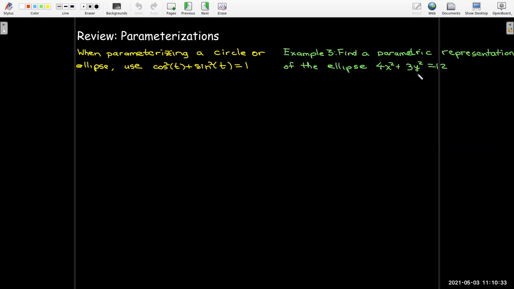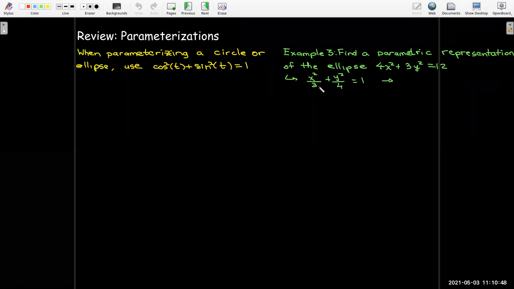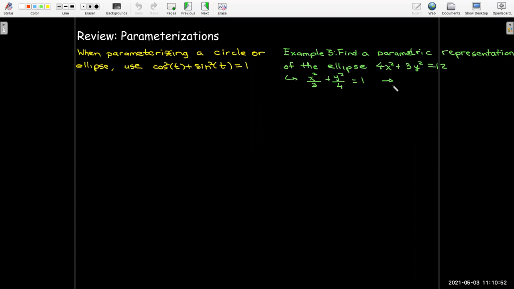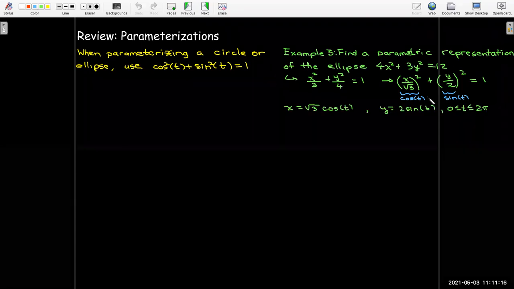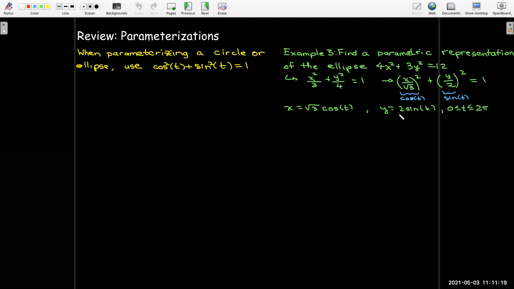So suppose we want to find a parametric representation of the following ellipse, 4x squared plus 3y squared equals 12. Well, we want the right-hand side to equal 1, so we'll divide everything by 12. I get x squared over 3 plus y squared over 4 equals 1. And I could look at that as the fraction x over radical 3 squared plus the fraction y over 2 squared equals 1, which suggests that x over radical 3 should be cosine of t, and y over 2 should be sine of t. So that would lead to x equals radical 3 cosine t, y equals 2 sine t, and we're only going to go around the ellipse once, so 0 is less than or equal to t, less than or equal to 2 pi.